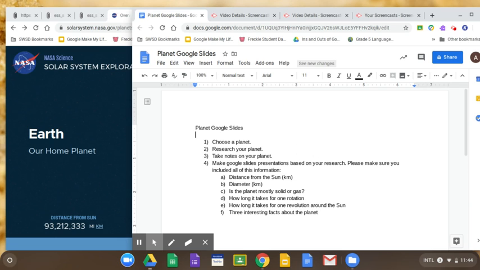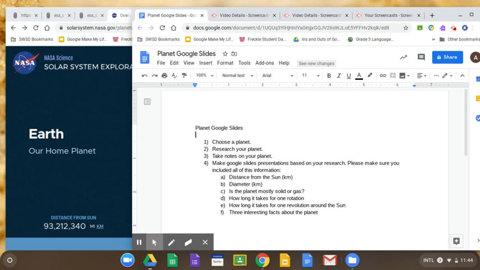This is our new unit. We're going to be starting and talking about space. So the first thing that I want you guys to do is you're going to do a project through this whole week. So it's going to be a planet Google Slides presentation. You're going to choose one planet to show information on Google Slides.